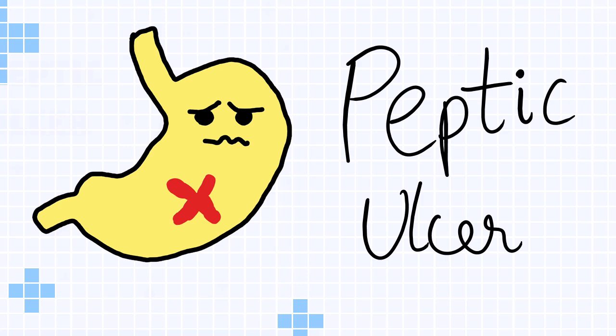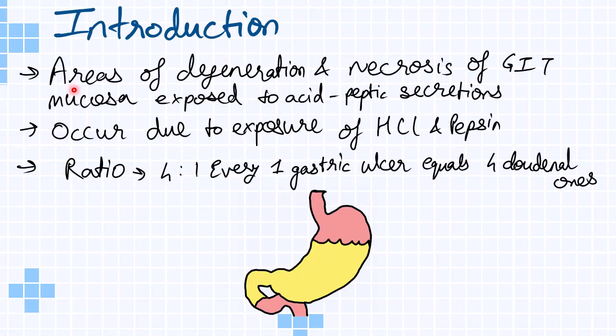In this video we'll discuss peptic ulcers including acute ulcers, chronic ulcers, pathogenesis, morphology, complications and clinical features. Peptic ulcers are areas of degeneration and necrosis of GIT mucosa exposed to acid peptic secretions. It occurs due to exposure to HCl and pepsin. Now coming to the ratio, it is 4 to 1. For every one gastric ulcer, there are 4 duodenal ones.